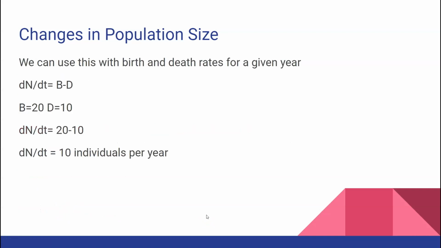So we can use this with birth and death rates for a given year. We want to do the change in population size over the change in time. That should be equal to births minus deaths. So for example, if we had 20 births in a population that year and 10 deaths, we would do 20 minus 10, so 20 births minus 10 deaths. That would equal 10 individuals added to our population in that year.